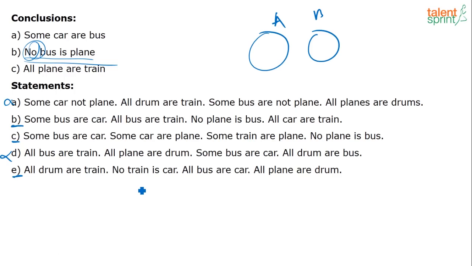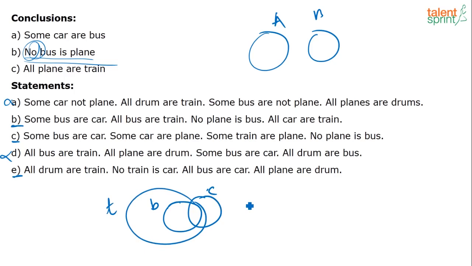Let us try to represent the first one. Some buses are cars, already there. All buses are train, no plane is bus, all car are train. So it's going to be something like this. Now all plane are train, that is not given, so it does not satisfy. Even though the first two conclusions, some car are bus and no bus is plane, are satisfied, the third one is not satisfied. So option B is also eliminated.